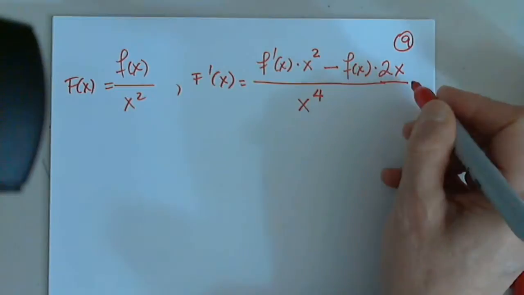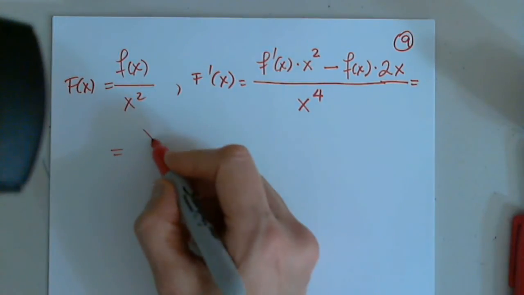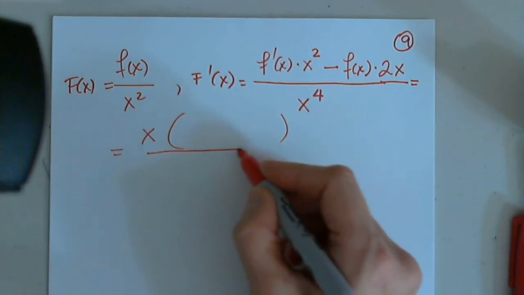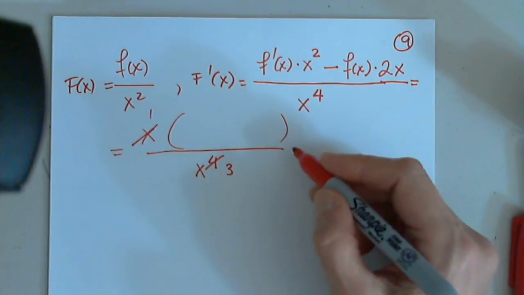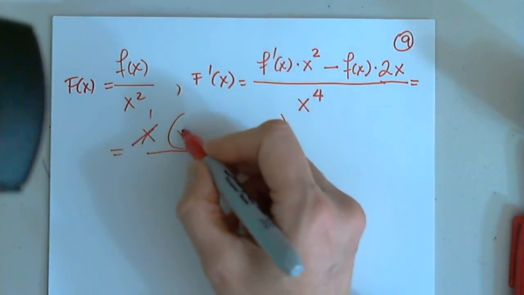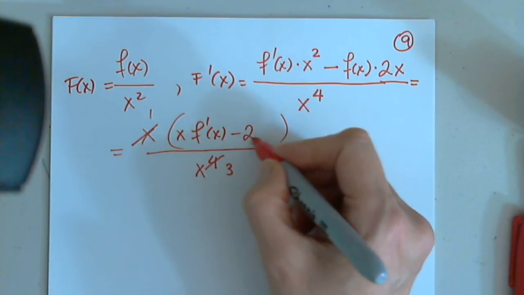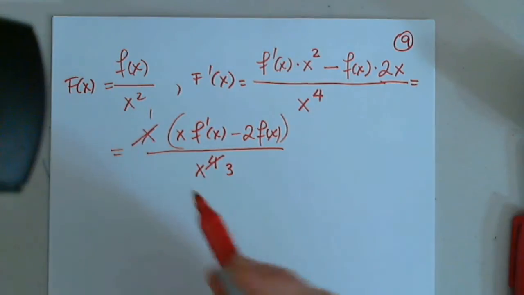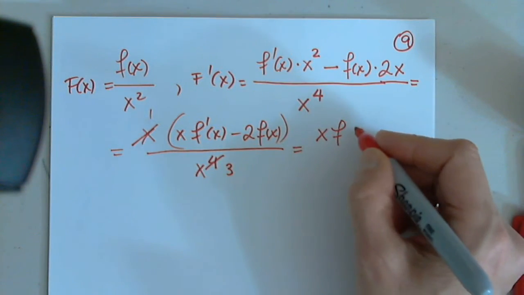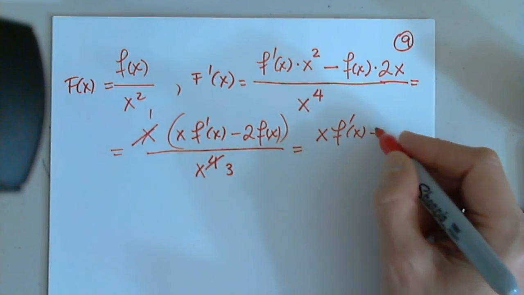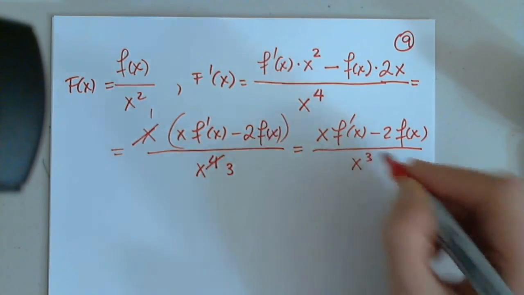Yes, because this is one term, you can separate it if you want to in order to simplify, or just factor out x, because that's the common factor, divided by x to the fourth, and just eliminate one factor of x. So this one would be x f prime of x, and this one would be minus 2 f of x, because I took an x out. So final simplified form: x f prime of x minus 2 f of x, everything divided by x to the third.